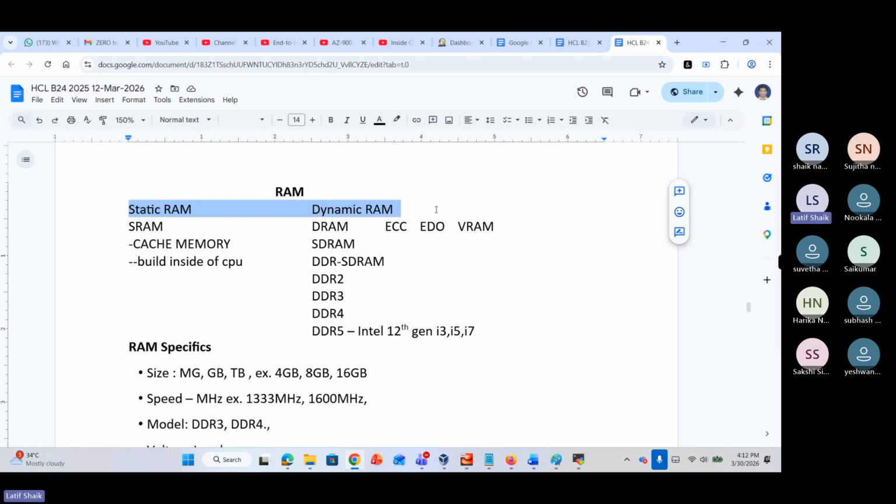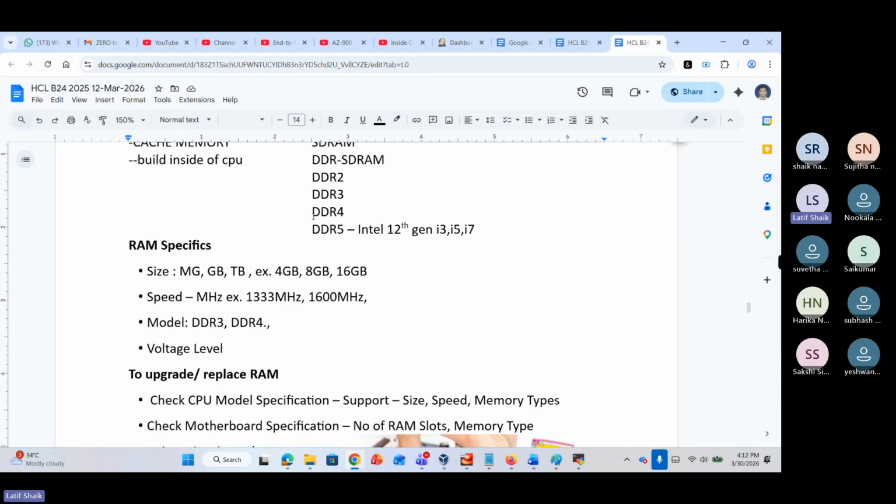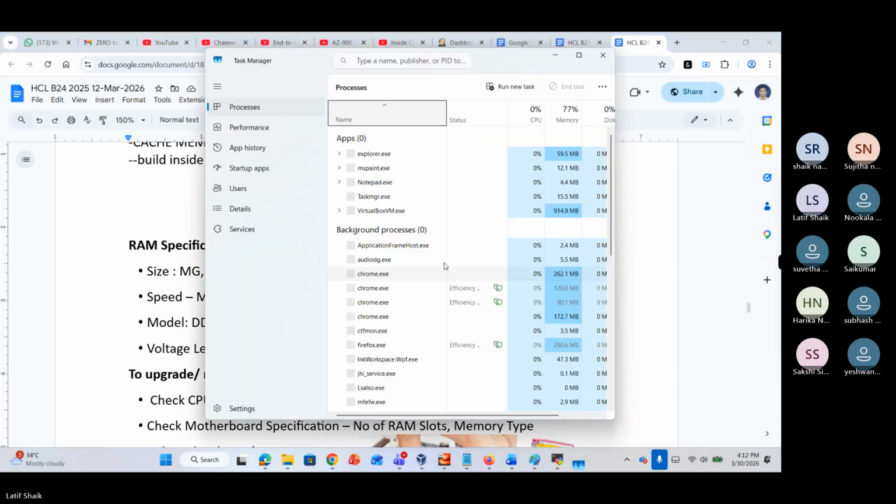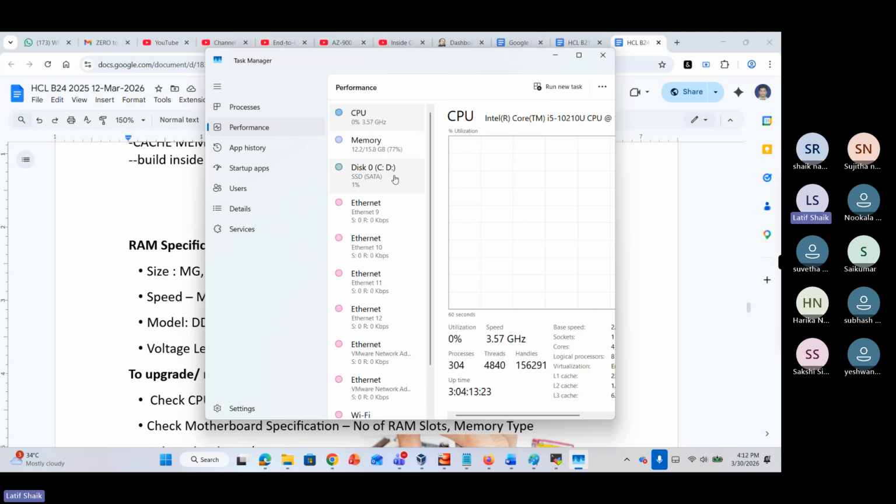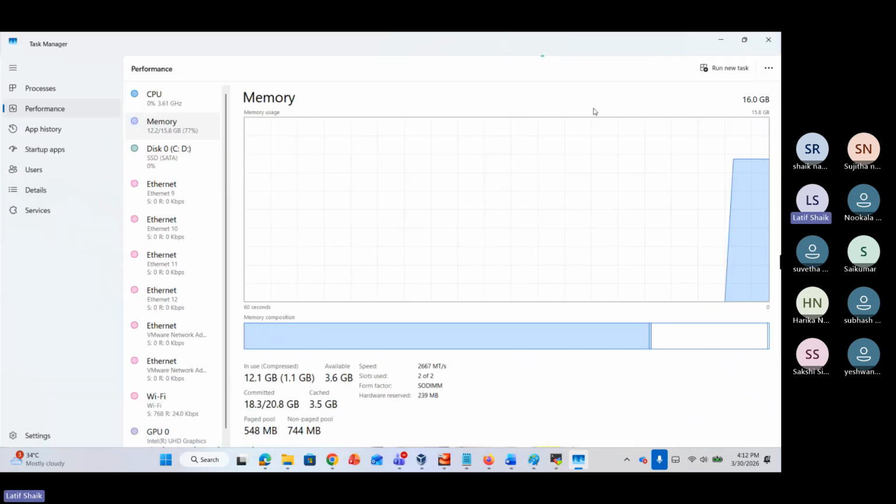So the RAM we are using is, in most cases, either DDR4 or DDR5 only. RAM also has certain specifications. Either you want to purchase a RAM or you want to check your existing RAM, what are the things you must check? What is the size of your RAM? What is my RAM size? Go to Task Manager, Performance, Memory.